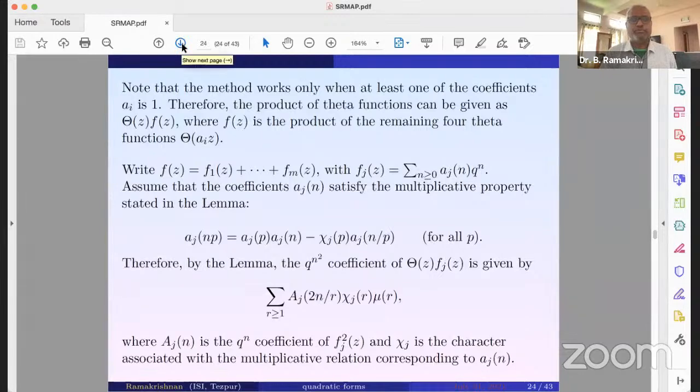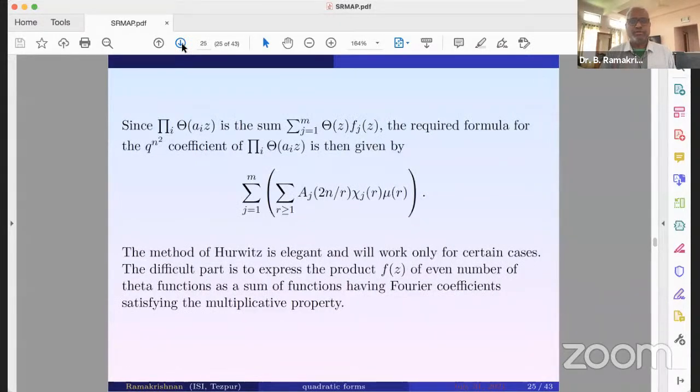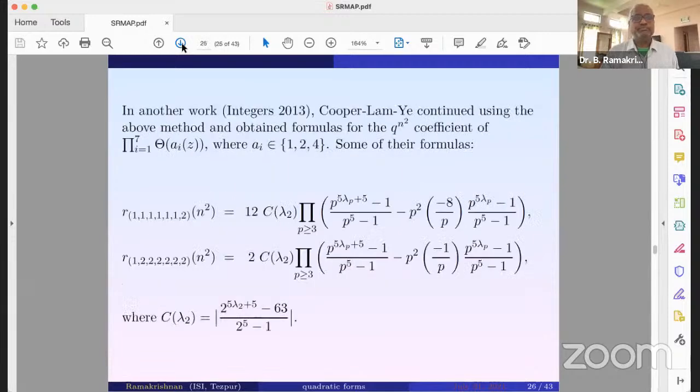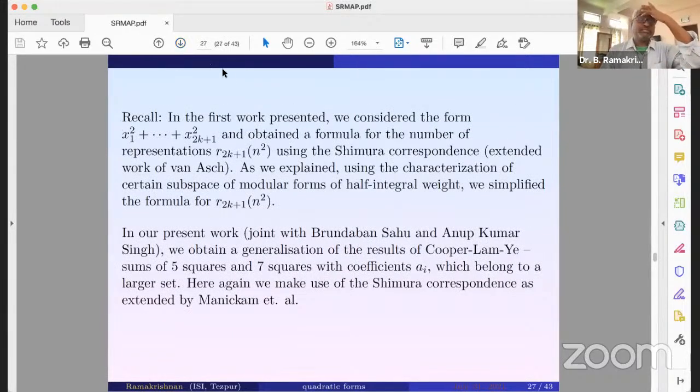So therefore, the paper, if you want to read it, contains several portions. Each one proves one result, and then finally you combine everything and you get your final formula. So the first one, we consider the form sum of squares and then obtained a formula, and then the characterization was done as a consequence of that.